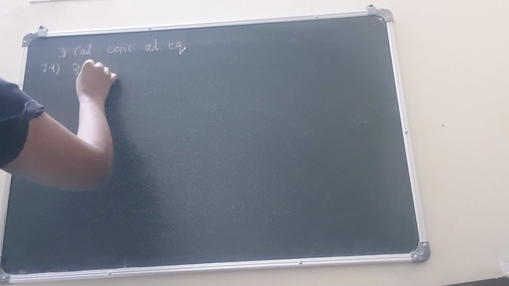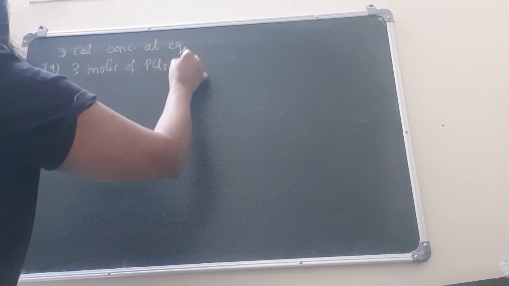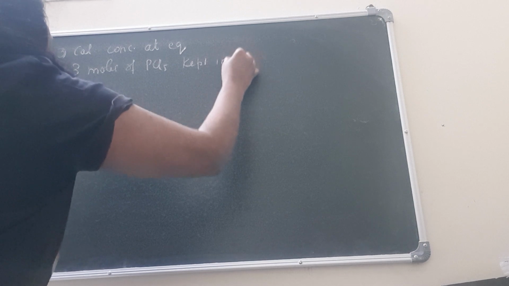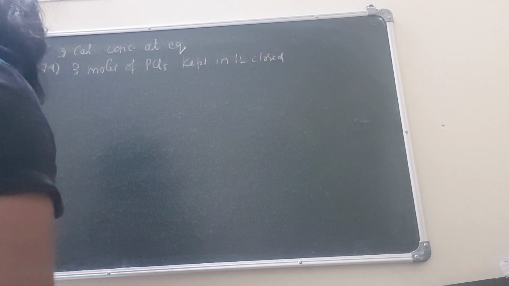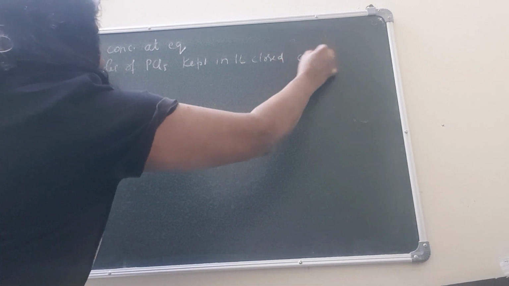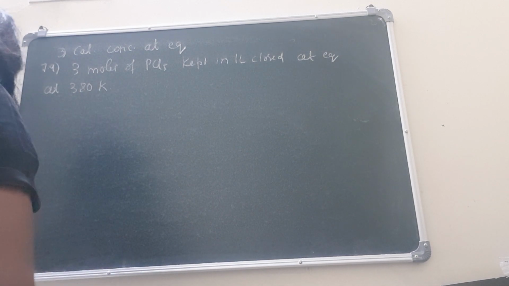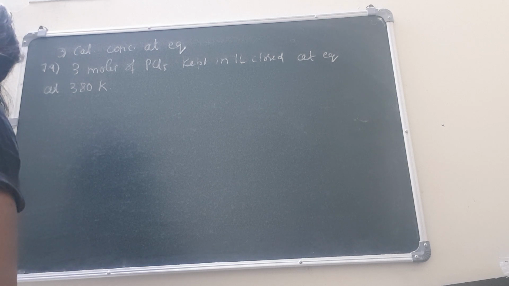Okay, so I am going to do 7.9, and with this example we are trying to understand this application. How do you find the concentration of reactant and product when equilibrium is achieved? Okay, so let us see. 3 moles of PCl5 kept in a 1 liter closed vessel is at equilibrium at 380 Kelvin. Calculate the composition of the mixture at equilibrium.